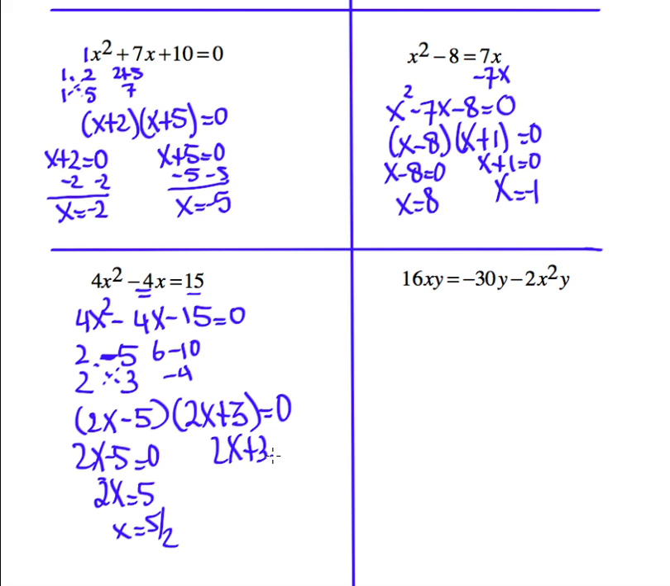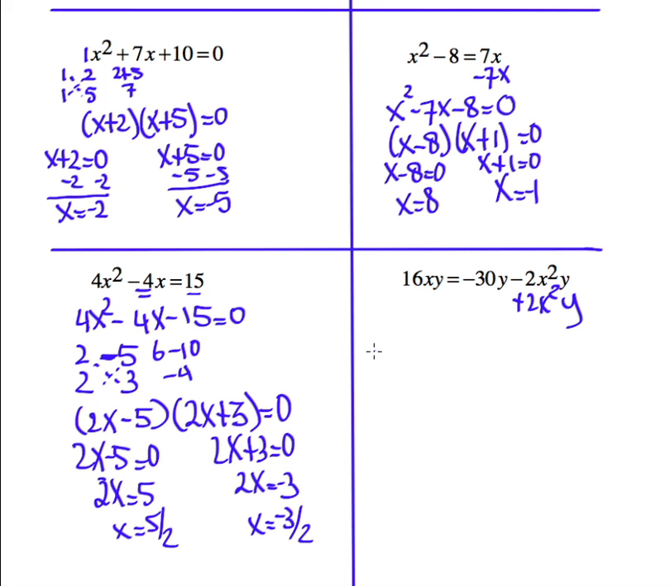2x plus 3 is 0. So 2x would be a negative 3. x is a negative 3 over 2. So 2 answers again. Okay, here we have a lot of stuff going on. But I do notice that I have an x squared here. And let's just see what happens if I bring everything to the left side in this case. So I'm going to add 2x squared y.